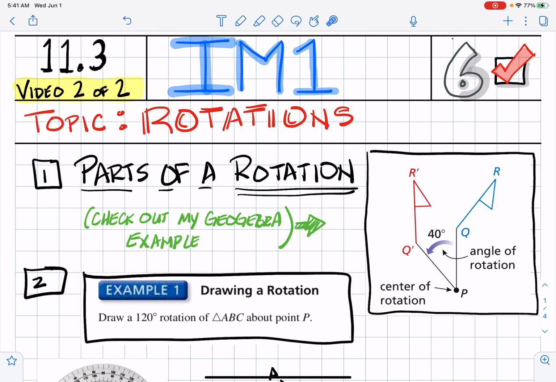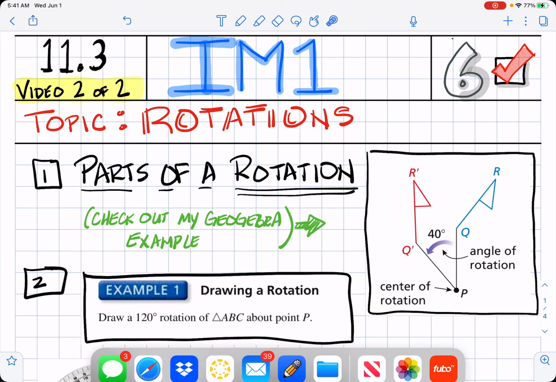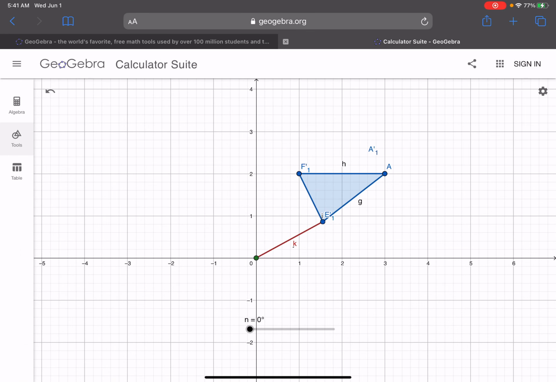But let's see what it would look like through the lens of actually doing this. Over here, I've got a figure, F, A, and E prime, and then I have this little slider. I want you to watch what happens as we move the slider around. You can see that the angle of rotation is changing as I move the slider. For example, if I move the slider to 118 degrees, you can see that every single point in my original figure has been moved an angle of 118 degrees about the point 0, 0.